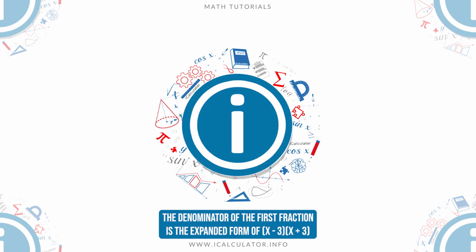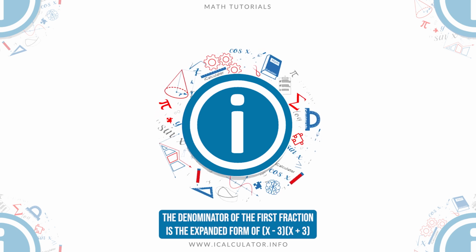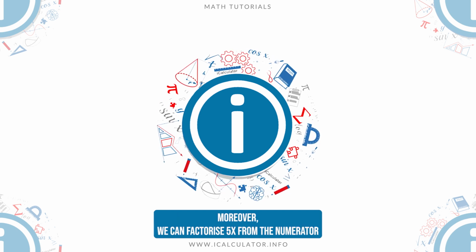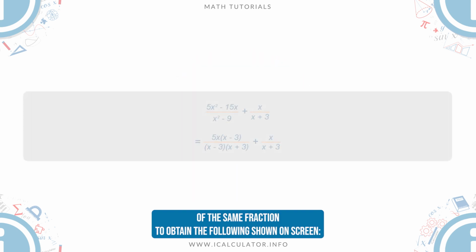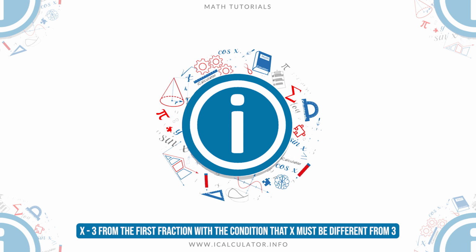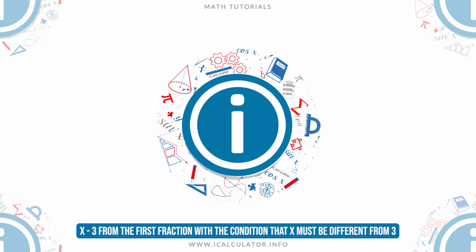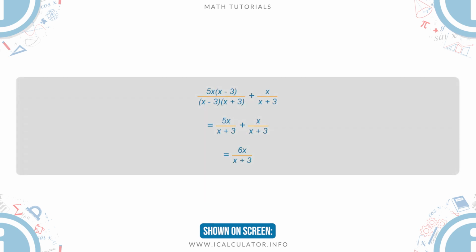The denominator of the first fraction is the expanded form of x minus 3, x plus 3. Moreover, we can factorize 5x from the numerator of the same fraction to obtain the following shown on screen. Now, we can simplify x minus 3 from the first fraction with the condition that x must be different from 3. In this way, we obtain the following shown on screen.